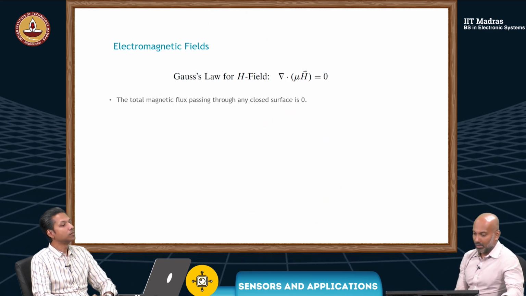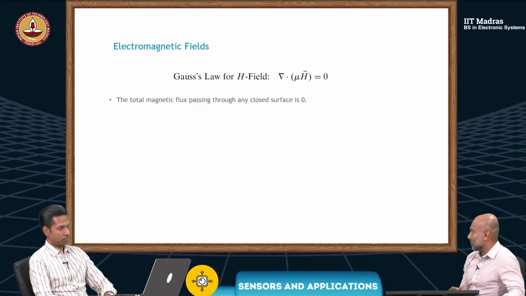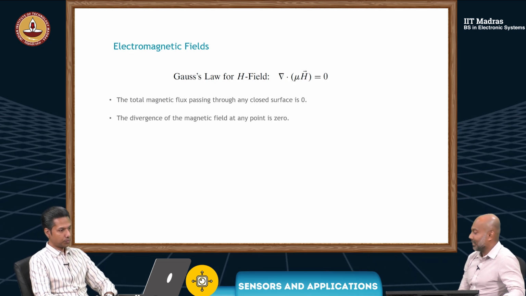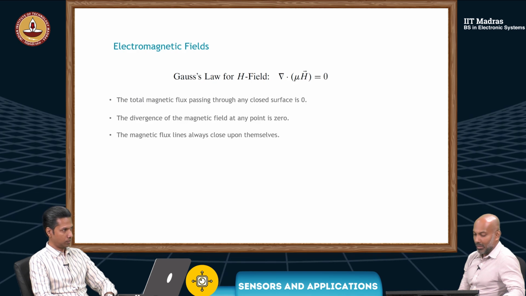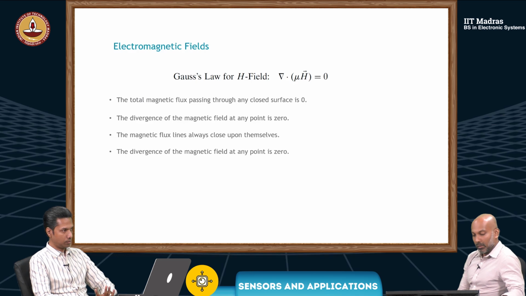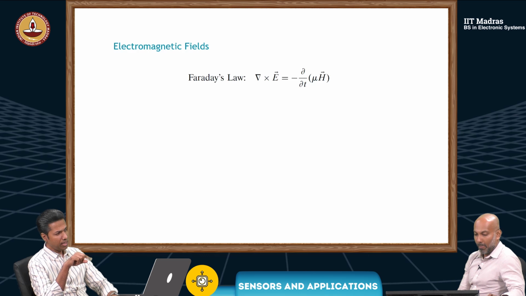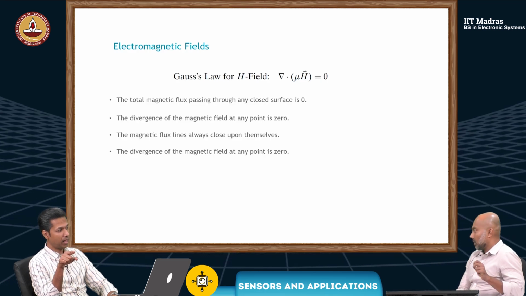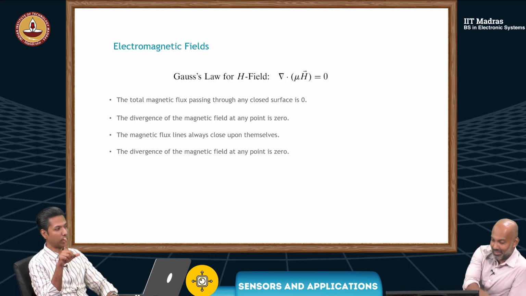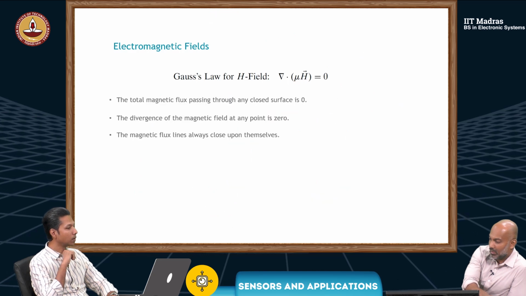So then, in summary, the total magnetic flux passing through any closed surface is 0. Divergence of the magnetic field at any point is also 0. Magnetic flux lines always close upon themselves. You saw that before. And D, we said it is epsilon E. Similarly, B is mu H.